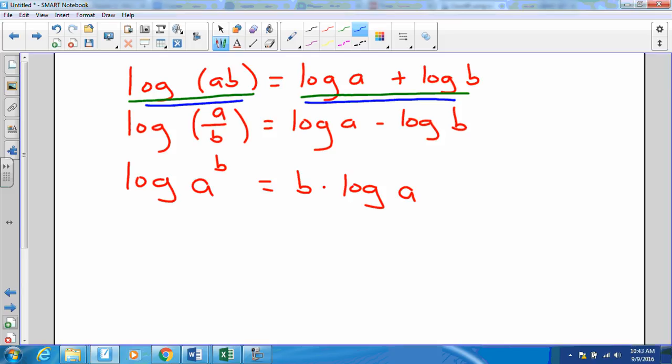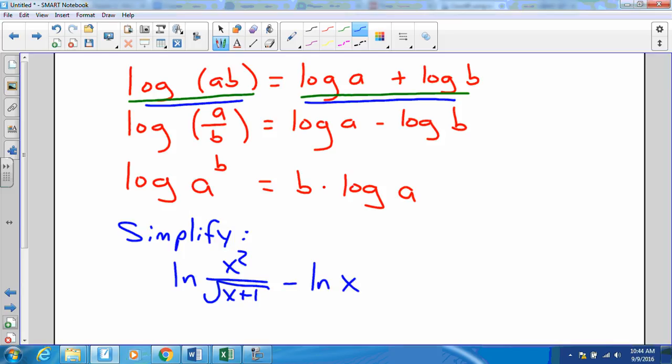Okay? And so that leads us to the second classic problem that you need to be able to solve with logs. And that is, simplify this expression: the natural log of x squared over root x plus 1, minus the natural log of x.